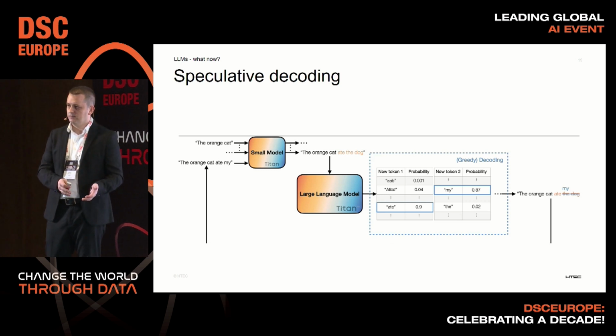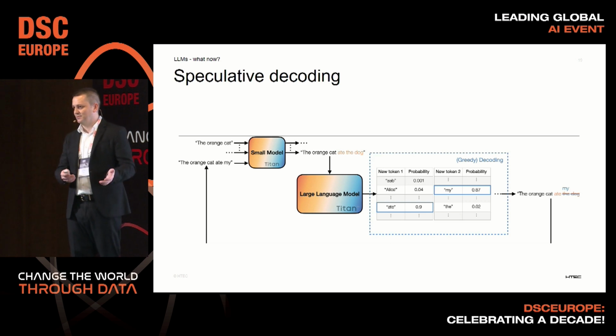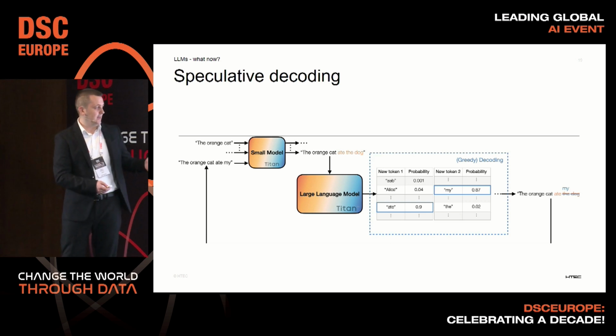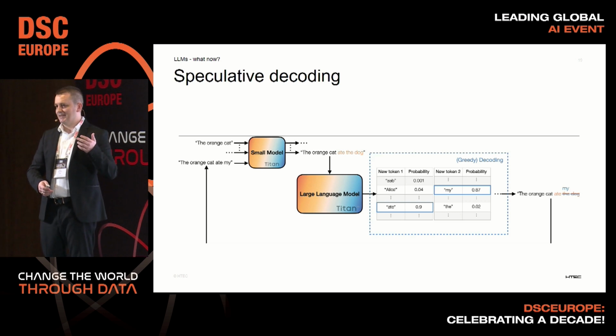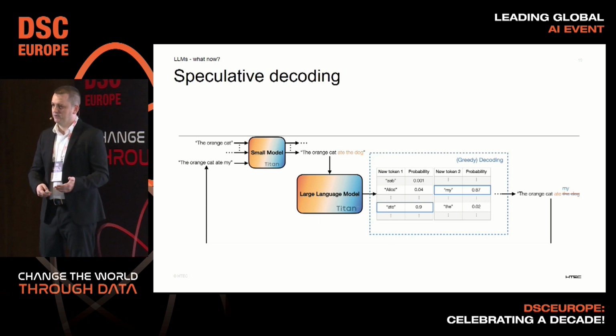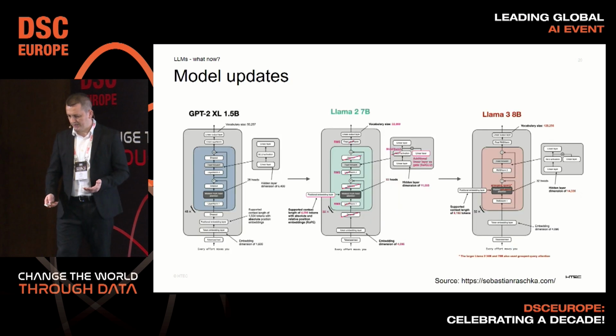In order to implement this, you will need to use the same tokenizers, otherwise the models will not understand each other. And also you'll need to have a very fast runtime, so you can switch between different models as fast as possible.